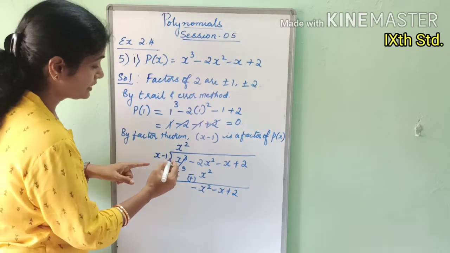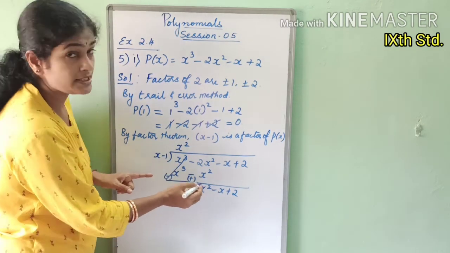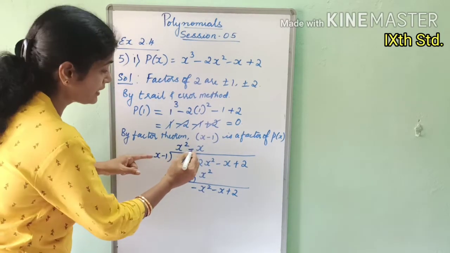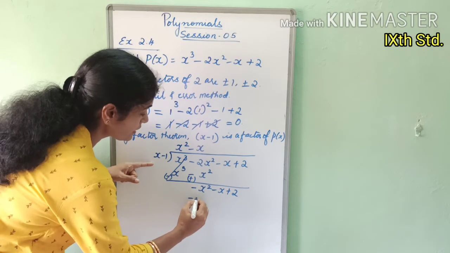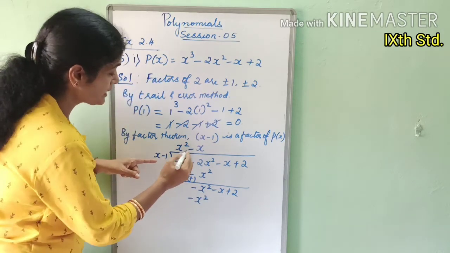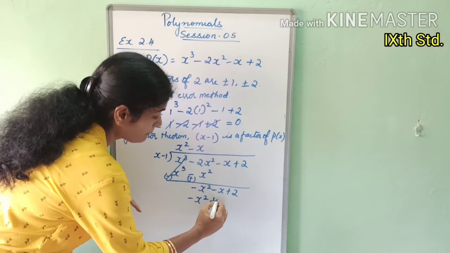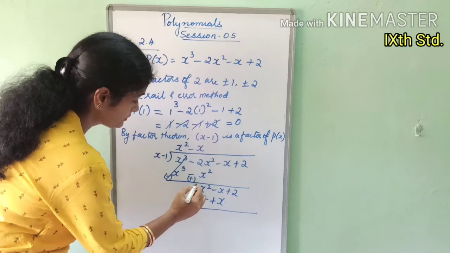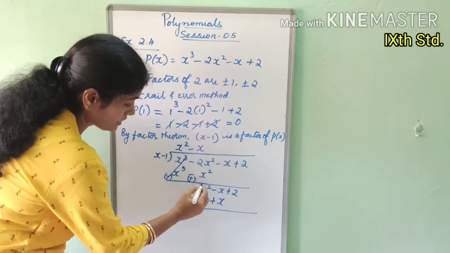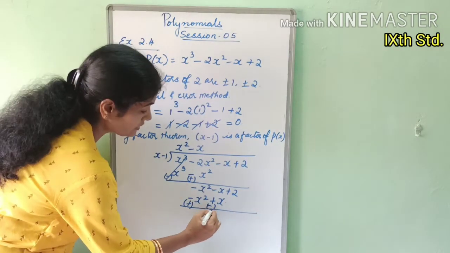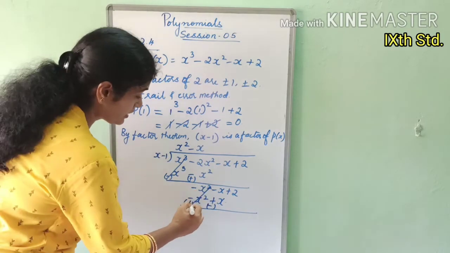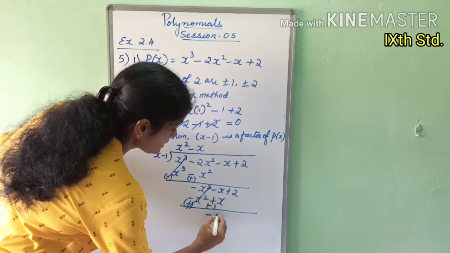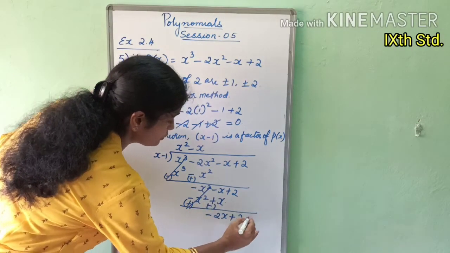Fine. Then next, to get minus x square, it is minus x in the quotient. So minus x into x is minus x square. Minus x into minus 1 gives you plus x. Right? Then both of them have the same sign. Do the subtraction, the sign changes. So this becomes 0 here. Correct? Then here this is minus 2x plus 2.